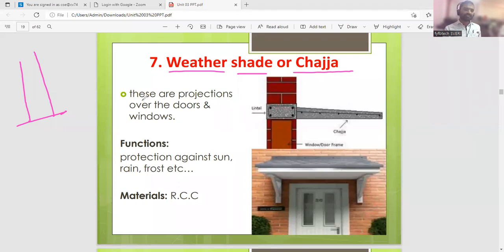Okay, next. These are projections over the doors and windows. Next, functions. This function is very important. Definition and function are important. Chajja function: protection against sun, rain, frost, etc.